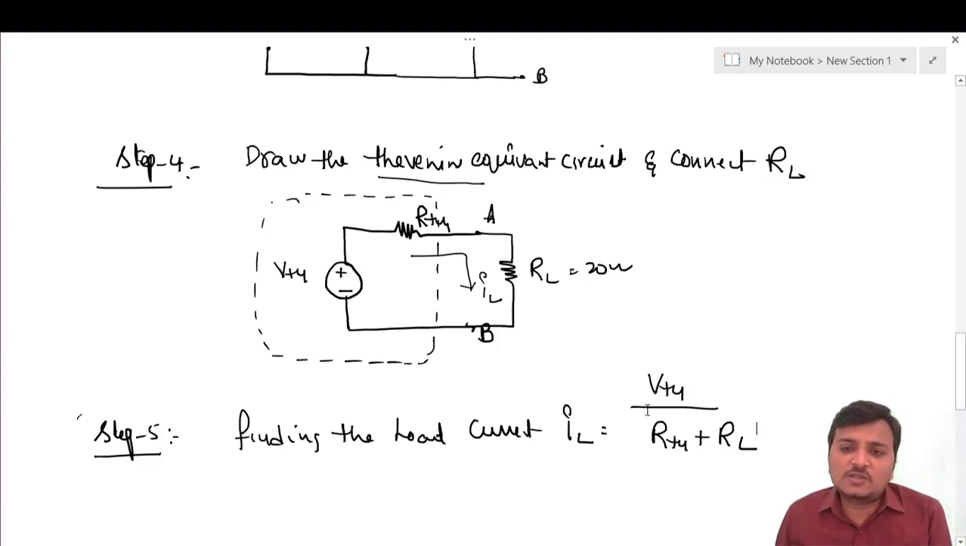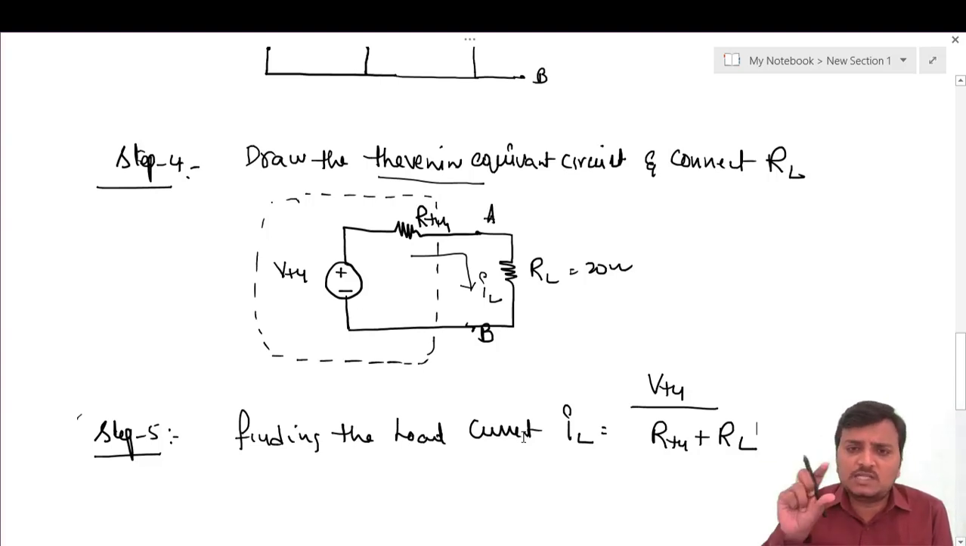So your IL is equal to the Thevenin's equivalent voltage VTH, which was found in step number 2, divided by RTH plus RL, where RTH is the Thevenin's equivalent resistance found in step number 3. Whatever load resistance you consider, if you substitute that value, I can directly get the current in the load resistance. So this is the simple procedure I can apply to a complex circuit.